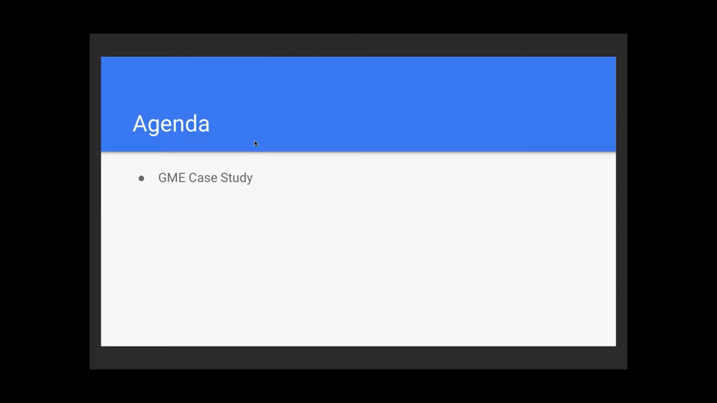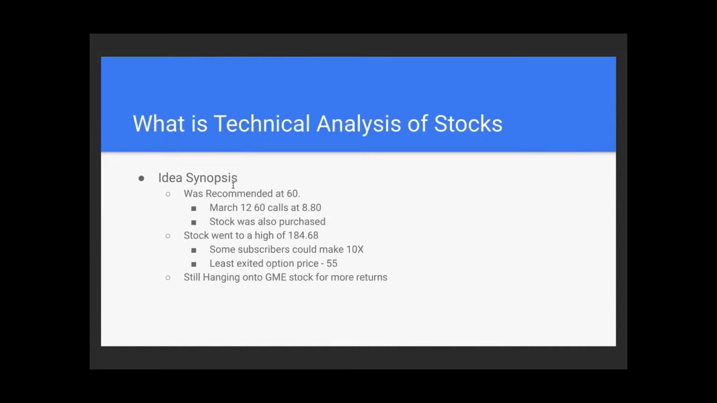So we'll do this case study. But before that, I just wanted to give you a brief synopsis of what was the trade. So this was done on a Tuesday, I believe. We saw the stock price and we recommended it at 60. We recommended two things. One is March 12, 60 calls at 880 when the stock was around 55. I remember 53 or 54. We bought 60 calls at 880, and the stock was also recommended.